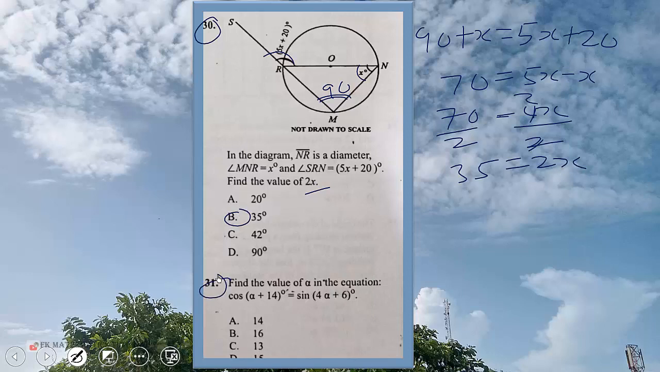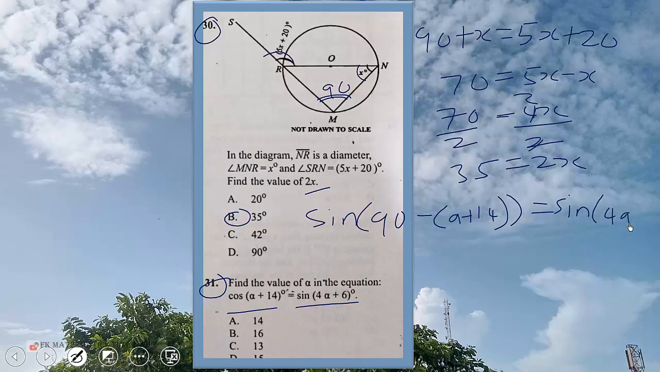Now let's look at question number 31. We have to find the value of A or alpha in the equation. So we need to convert one of these to the complementary equivalence. So this will be sine of (90 minus (alpha plus 14)). That should be equal to, we maintain this one, sine of (4a plus 6).